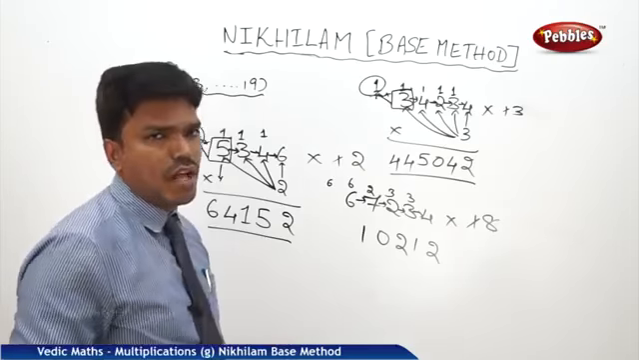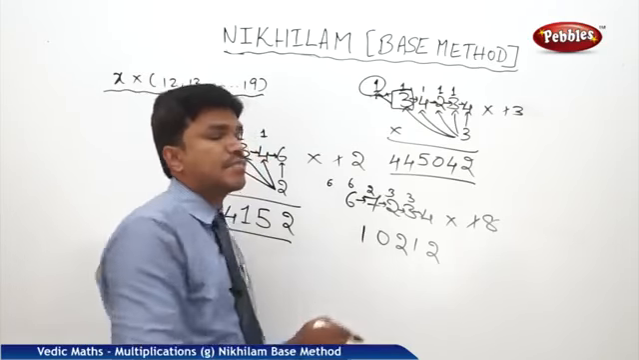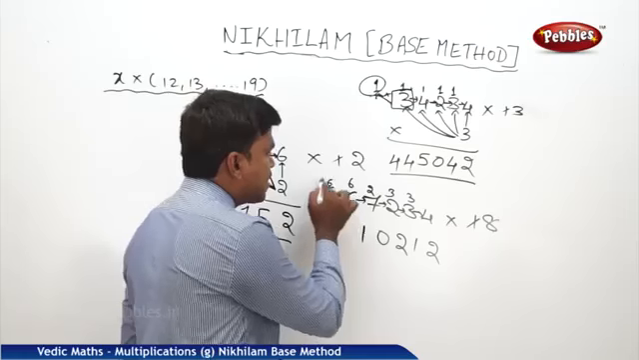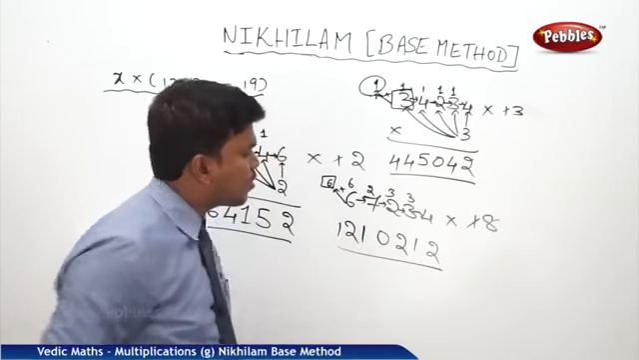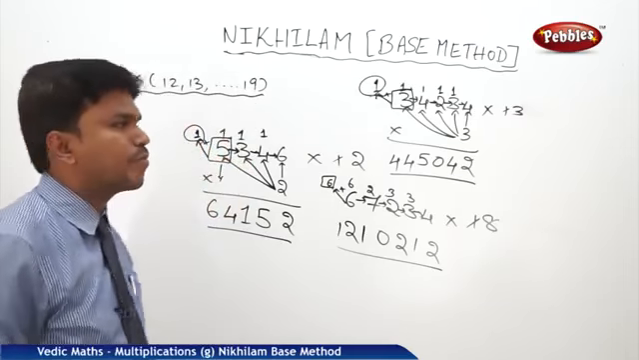Now what is the last step? Simply drop 6 as it is. But before dropping 6, carry is there. How much? 6. So 6 plus 6 is 12. So right here 12. So the answer is 1210212.